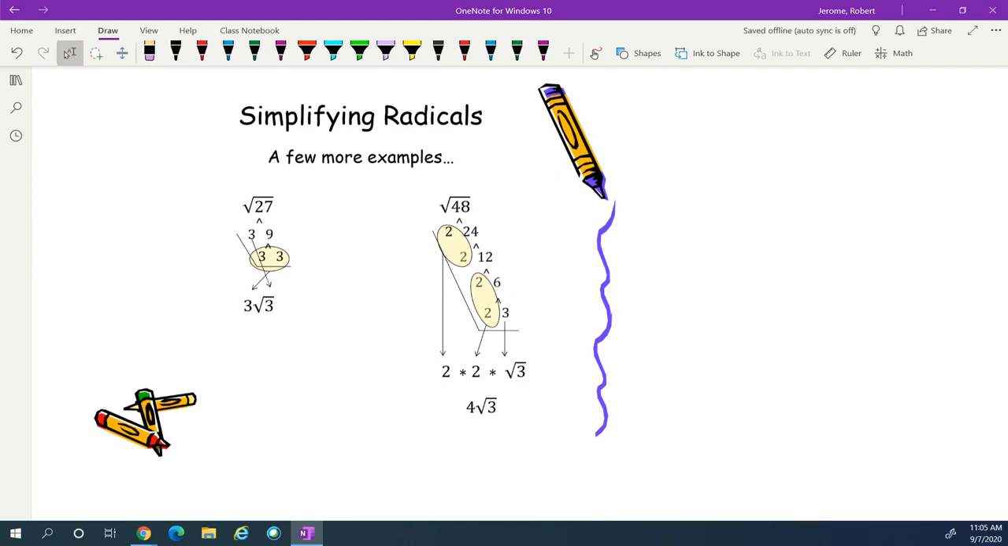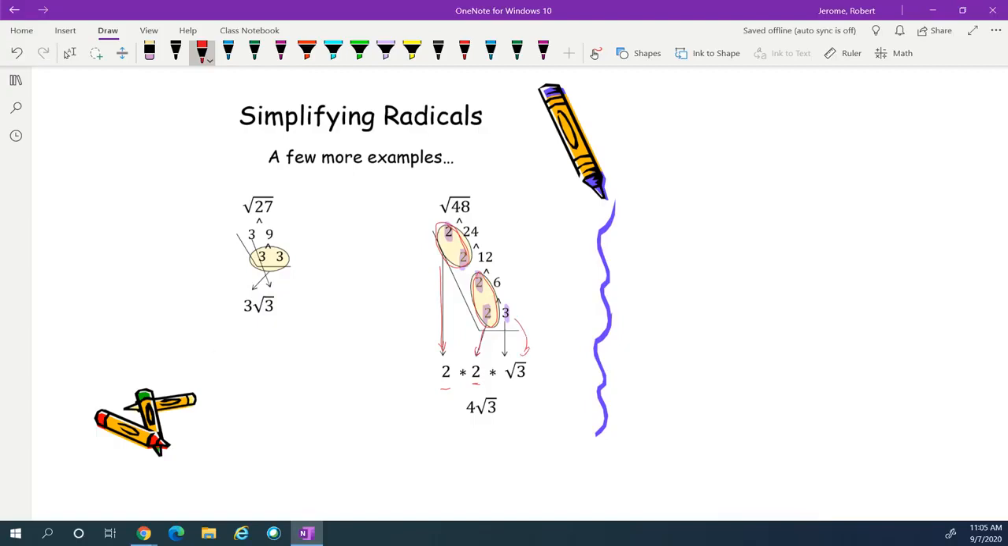In the 48, again, I broke it down into a factor tree. I did 2 and 24. You didn't have to start there. You could have started with 4 and 12. But I did my factor tree, and I found all my factors. So my factors of 48 are 2, 2, 2, 2, and 3. And then you can see each pair goes out as one number, and the leftover stays home.